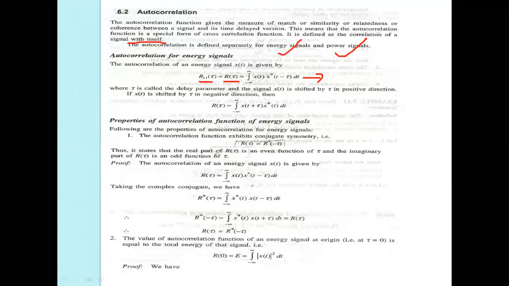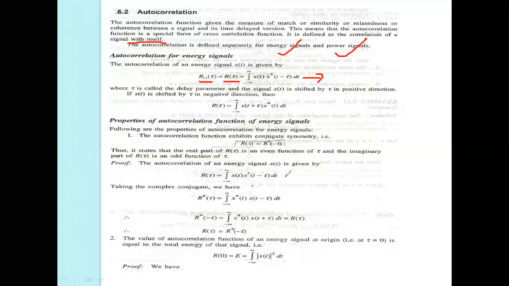Thus, it states that the real part of R of tau is an even function of tau, and the imaginary part of R of tau is an odd function of tau. The conjugate of x plus iy flips the imaginary part. Now see the proof here. The autocorrelation of an energy signal is given as R of tau equal to the integral from minus infinity to infinity of x of t x star of t minus tau dt.